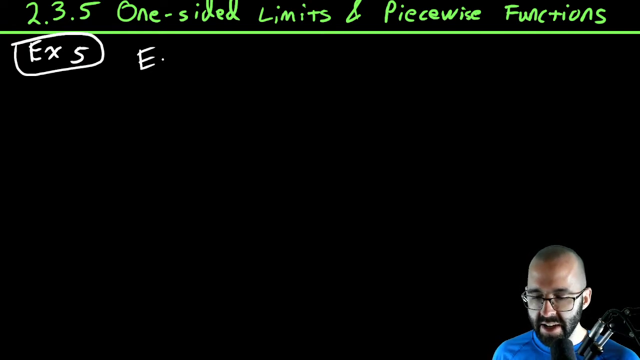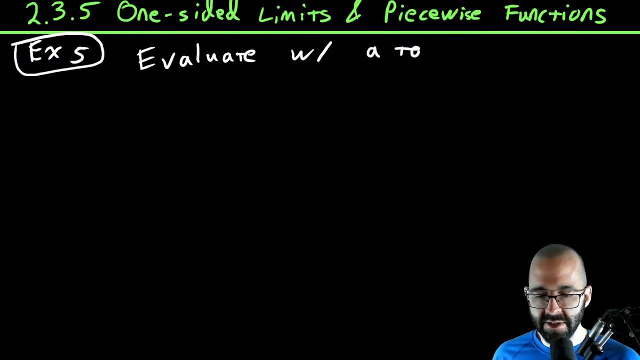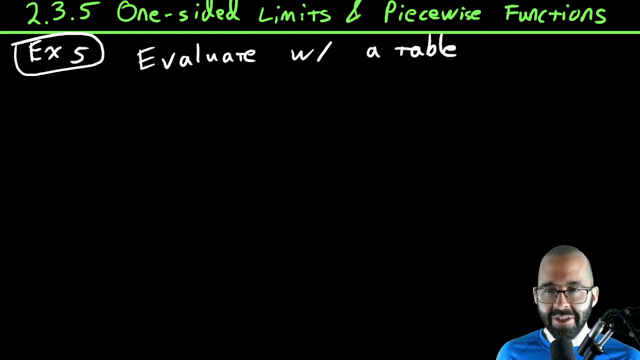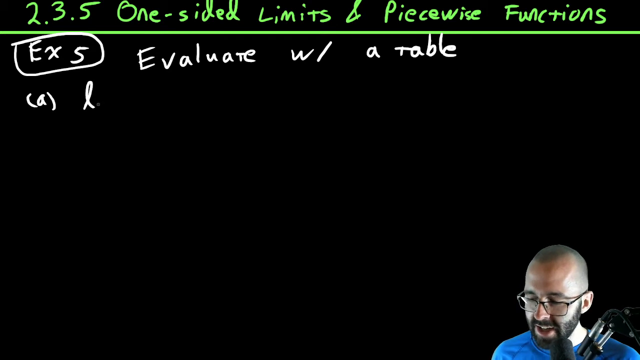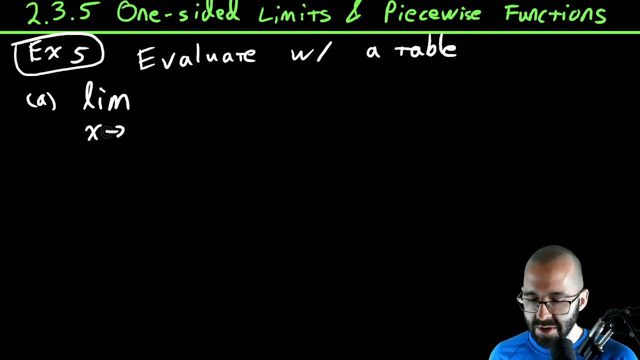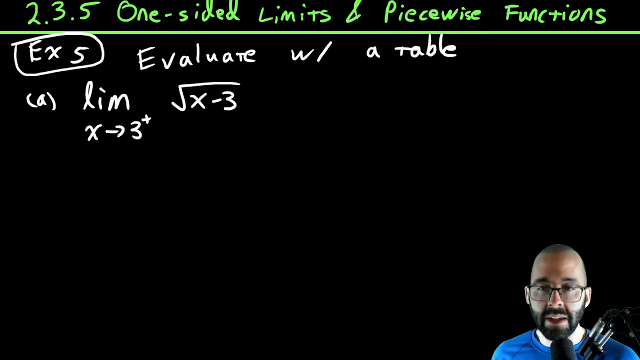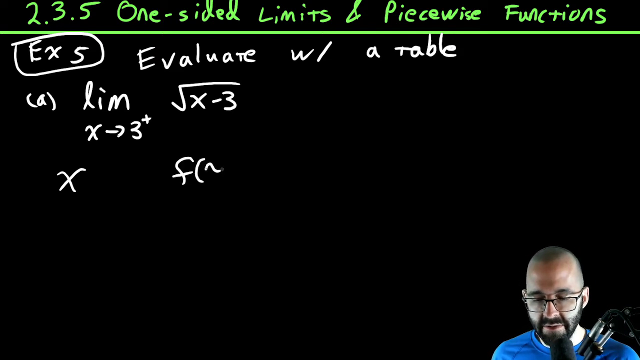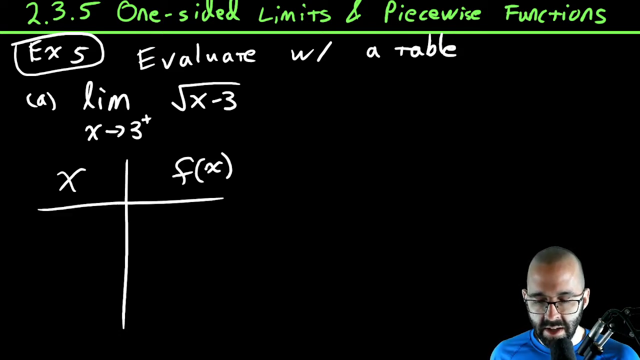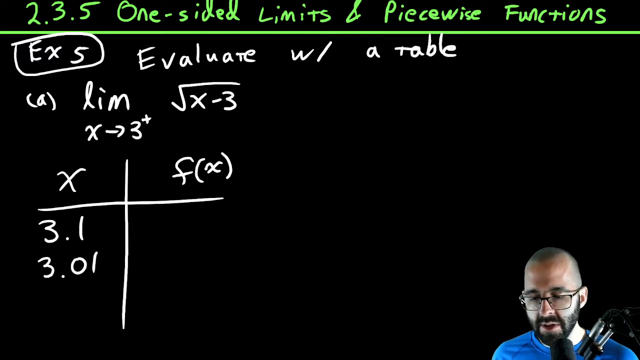Example 5 says evaluate with a table. Remember evaluating limits with tables? Part 1 is the limit as x approaches 3 from the right of the square root of x minus 3. So we make a table and say, okay, let's look at some x's. Let's look at some function values. And let's have x get really close to 3.